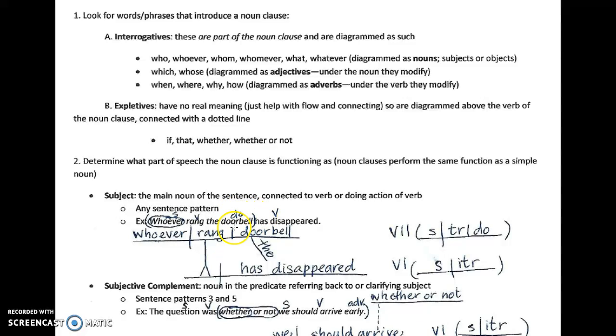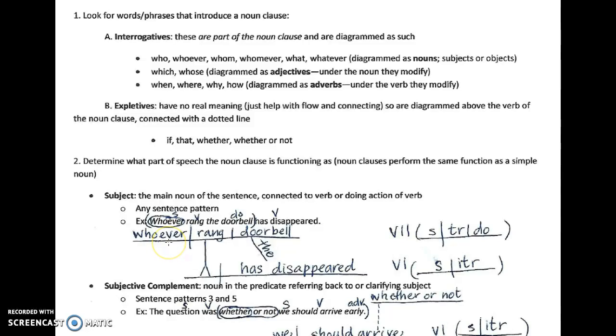And this can be in any sentence pattern. So for example, whoever rang the doorbell has disappeared. We have this interrogative, and it's in our first category, so we know it's going to be diagrammed as a noun. And what I do is I circle the trigger word. I put parentheses around the noun clause, and then I parse the sentence and identify how things both in the noun clause and in the main part of the sentence are functioning.